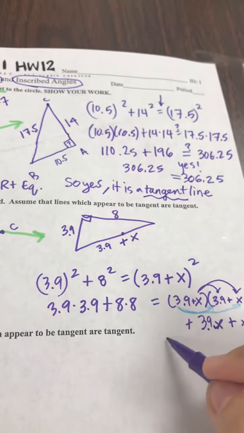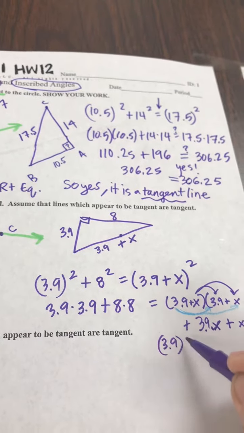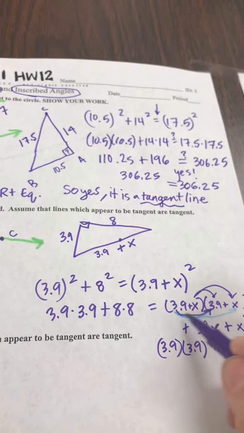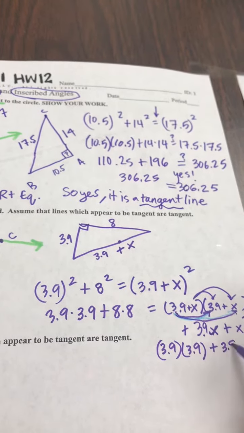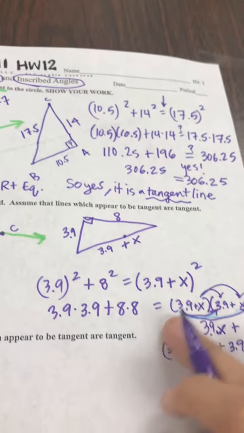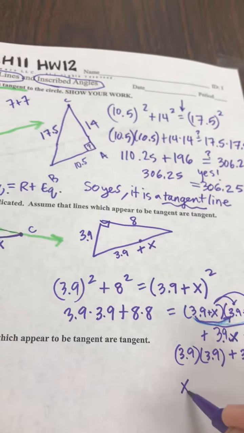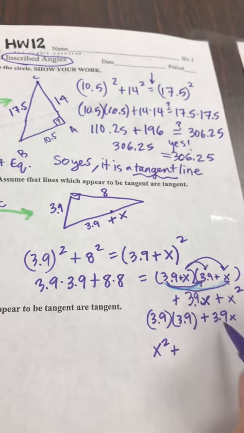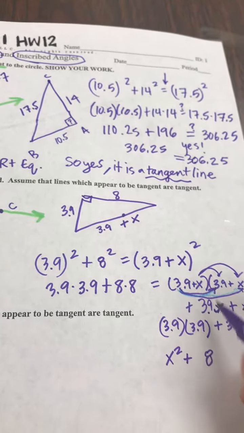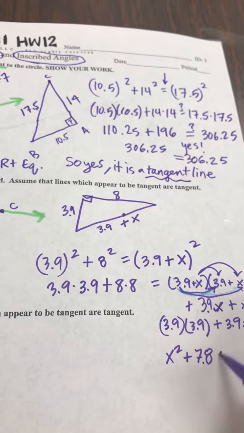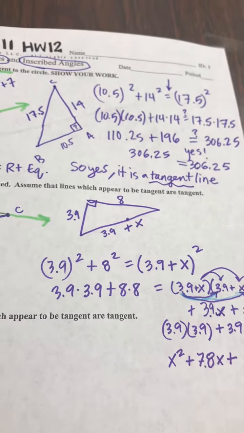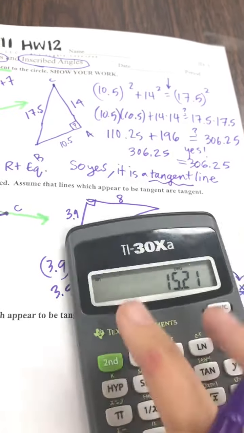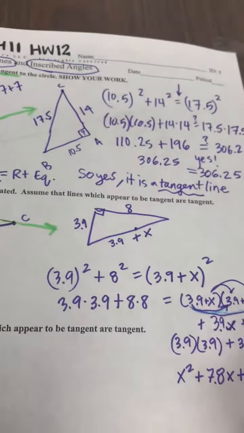So that would be 3.9 times 3.9. And this one would be 3.9 times x. Okay, so this side of my equation, I think we're used to looking at it this way. x squared plus, if I have two 3.9s, I can combine those to get 7.8x plus 3.9 squared. Okay, so 3.9 squared is 15.21.